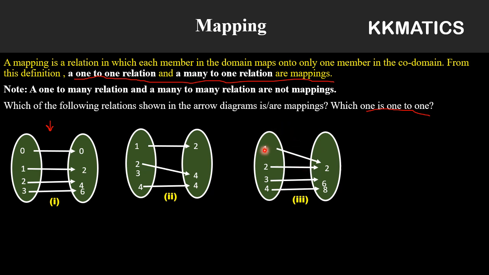Now, the third one, we can see 1 mapping to 2, 2 mapping to 2. So we can see that many has to do with 2 or more. You see here 2 or more elements of the domain mapping to 1 element of the codomain. And then 2 mapping to 6, 3 mapping to 6, and then 4 mapping to 8. So by this we can say that the third one is also a many-to-one relation, and it's a mapping.